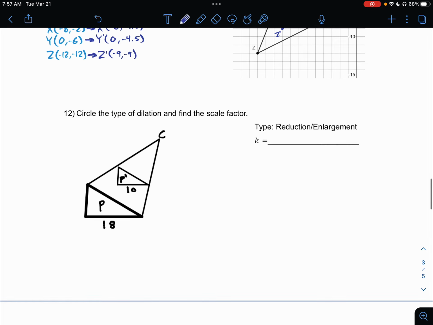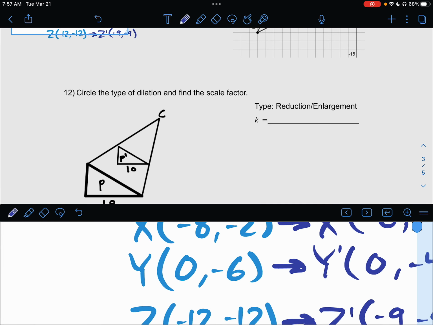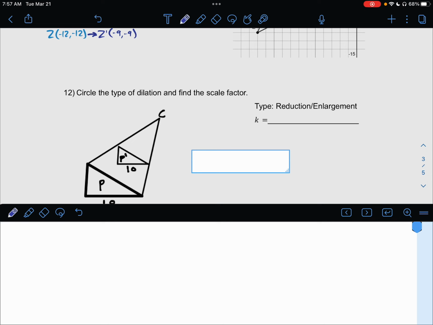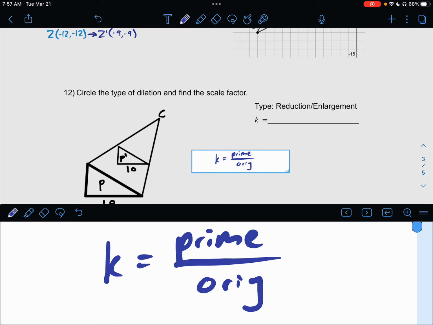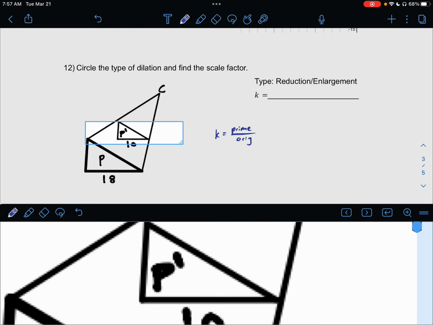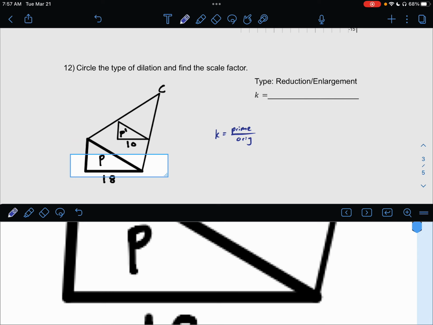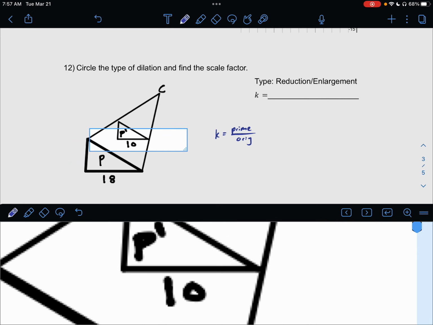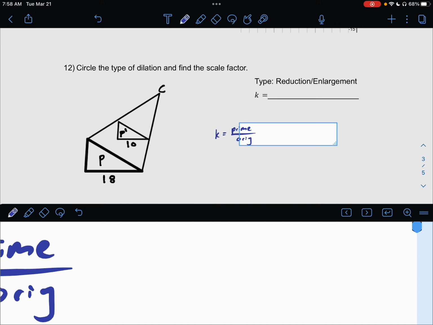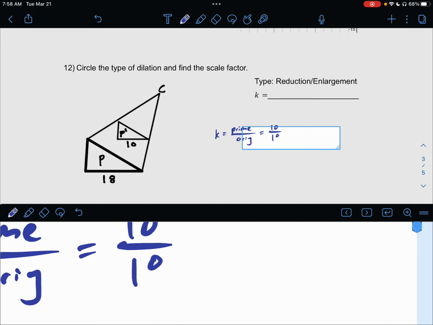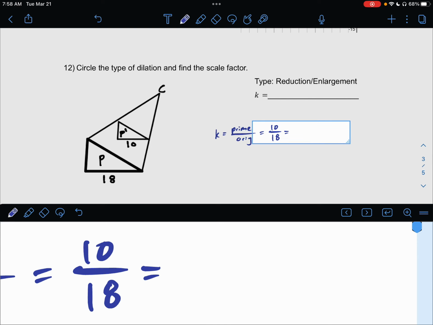So number 12, circle the type of dilation and find the scale factor. So again, as we did in number 10, the scale factor is going to be prime over original. So I see that this smaller one is P prime. I see that this bigger one is P. So the number on the prime is 10. The number on the original is 18. 10 over 18, I can divide both those by 2. So that's just going to be 5 over 9. That can't be simplified any further.